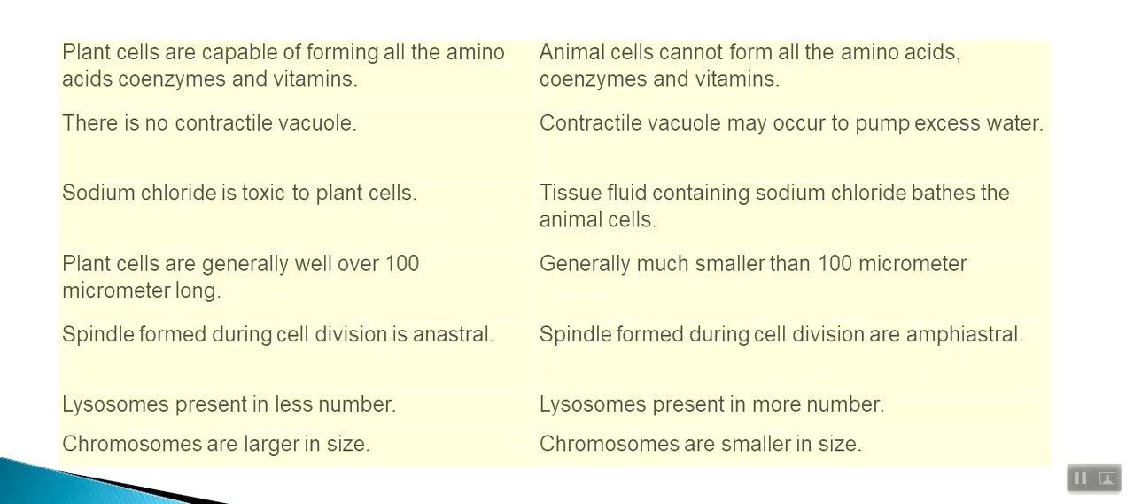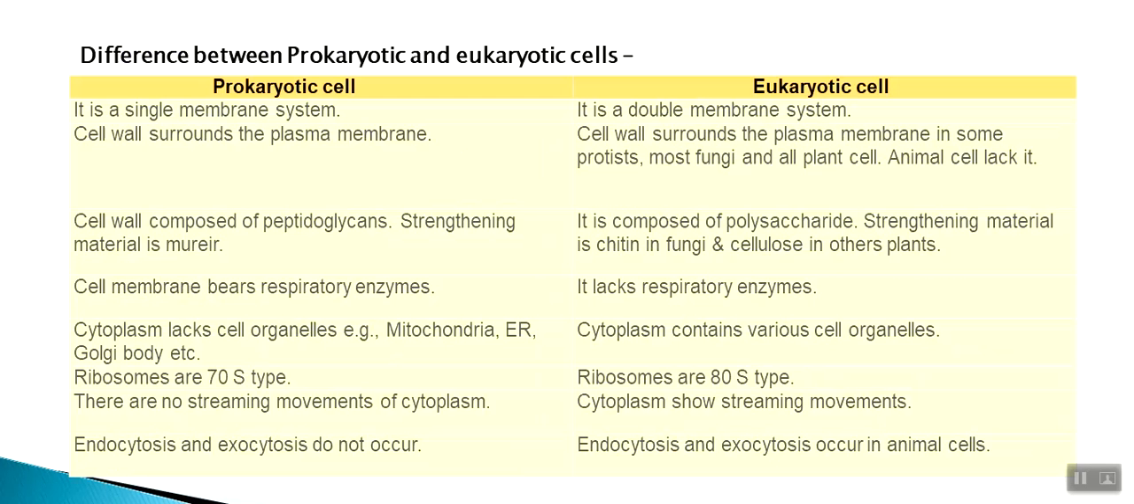Lysosomes are present in less number and chromosomes are larger in size, whereas animal cells cannot form all the amino acids, coenzymes and vitamins. Contractile vacuole may occur to pump excess water. Tissue fluid containing sodium chloride bathes the animal cells, which are generally much smaller than 100 micrometer. Spindle formed during cell division is amphiastral, and lysosomes are present in more number and chromosomes are very small in size.